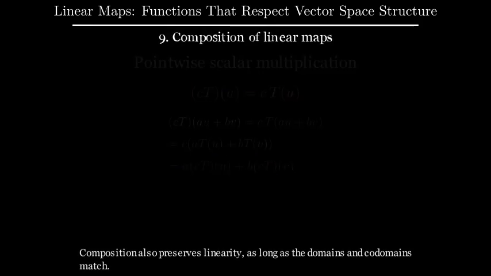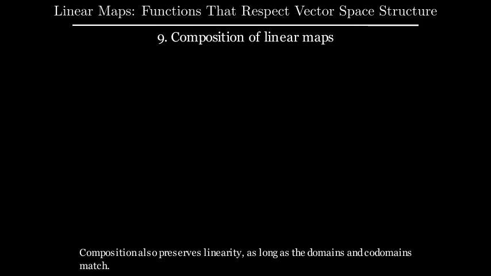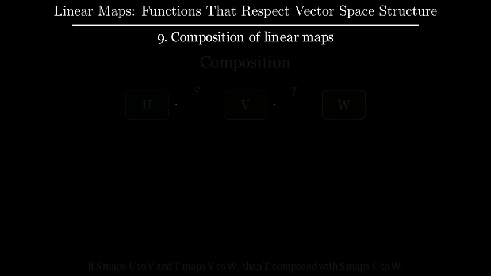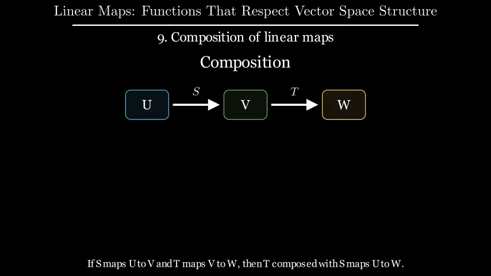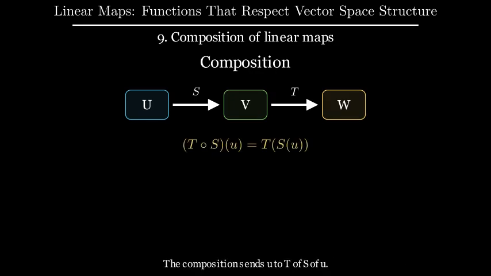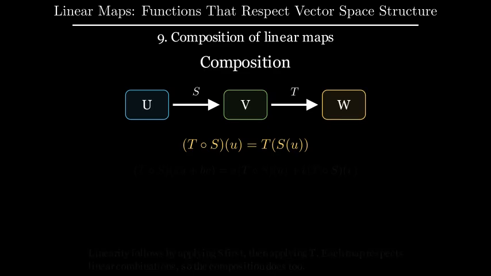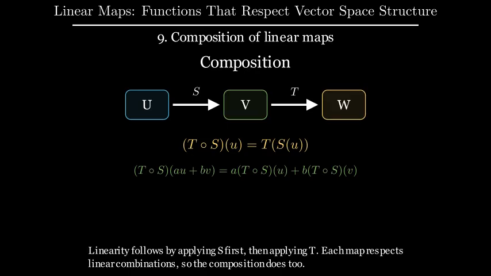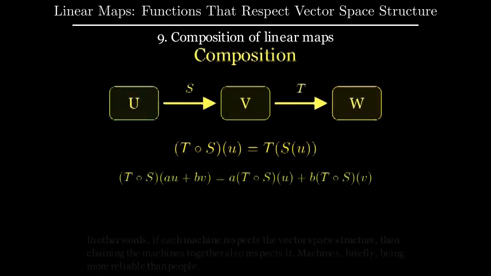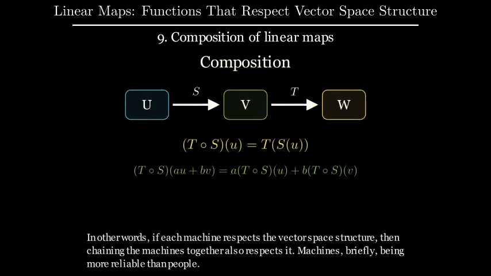Composition also preserves linearity, as long as the domains and codomains match. If S maps U to V and T maps V to W, then T composed with S maps U to W. The composition sends u to T of S of u. Linearity follows by applying S first, then applying T. Each map respects linear combinations, so the composition does too. In other words, if each machine respects the vector space structure, then chaining the machines together also respects it. Machines, briefly, being more reliable than people.